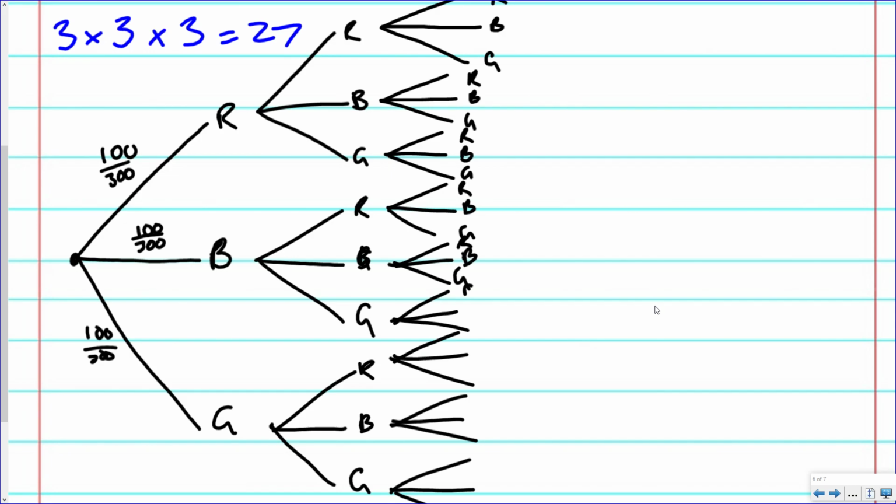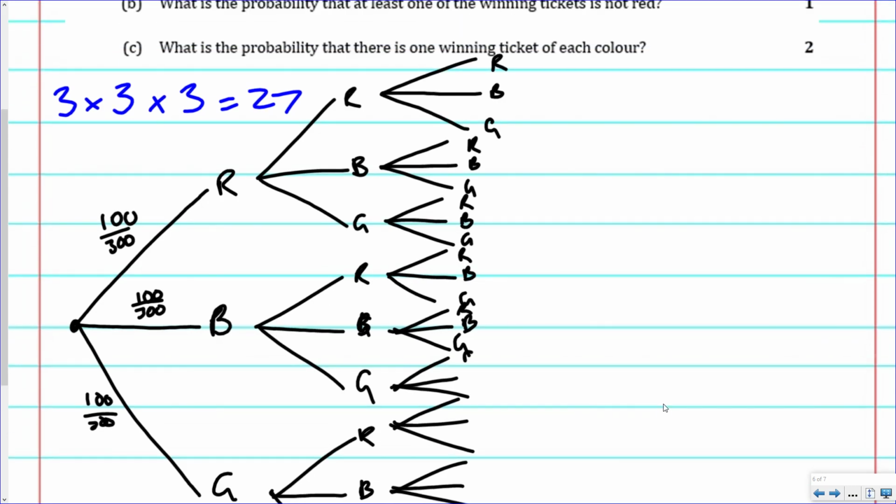And then each of these, I'm now going to have to list out all of these. So this is red, red, red. This is red, red, blue. This is red, red, green. This is red, blue, red. This is red, blue, blue, and so on and so forth.